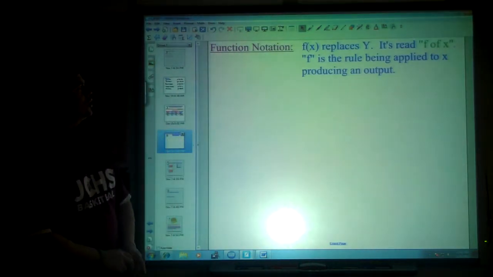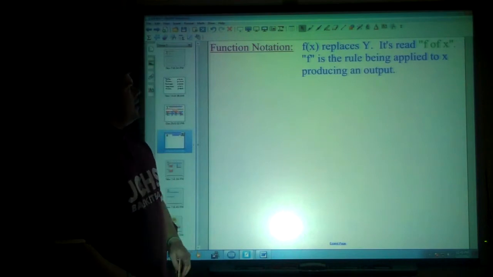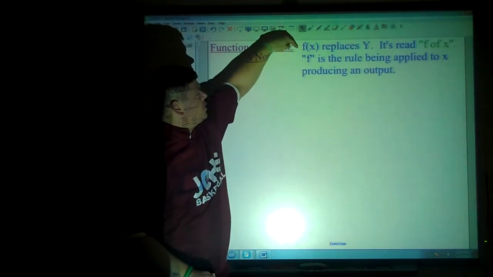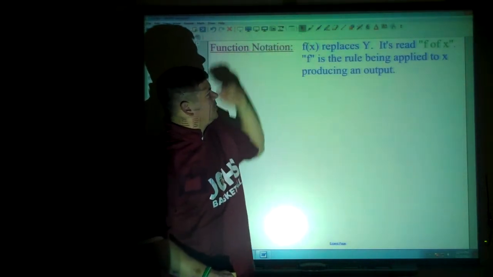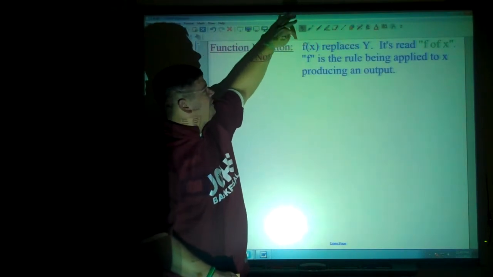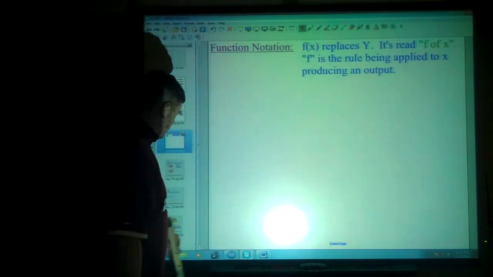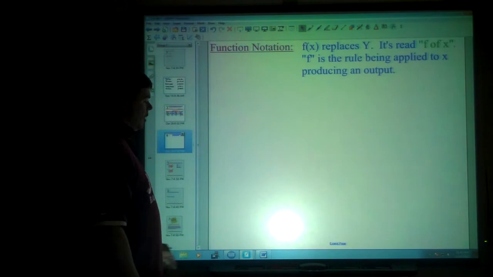So function notation. This sounds very crazy. It sounds complex. It's actually very easy. It's where you see an F and then an X inside parentheses. It does not mean F times X. You pronounce that F of X. F is a rule that's being applied to X. Now that sounds a little crazy. Rules don't have to be hard.